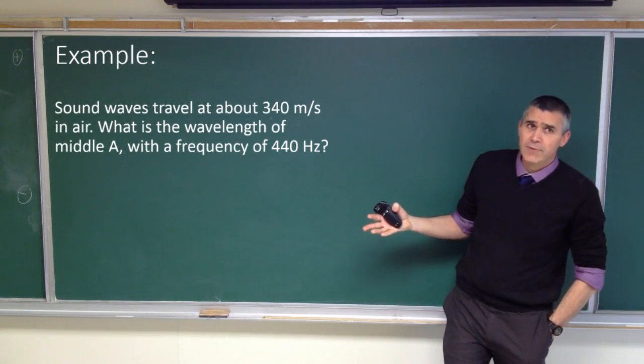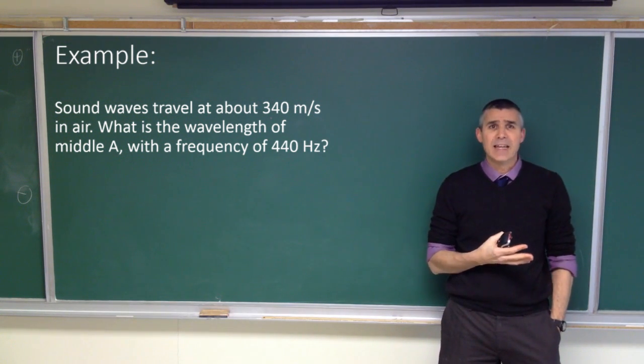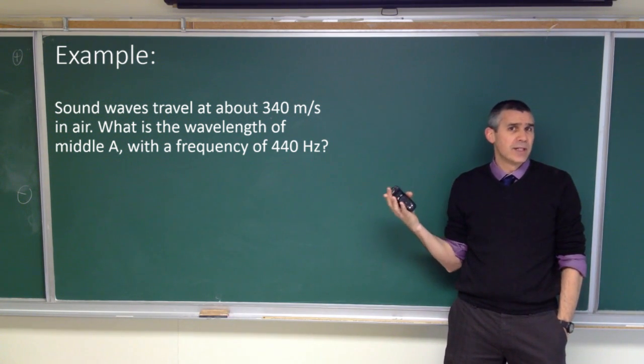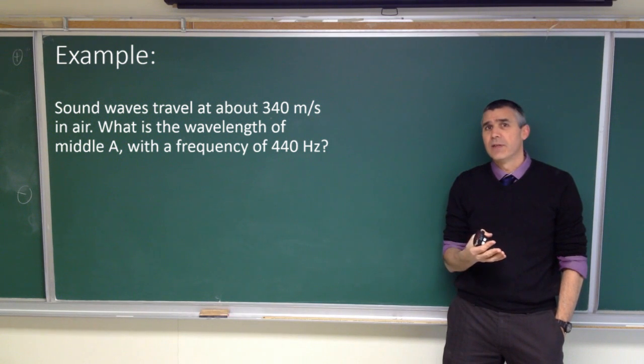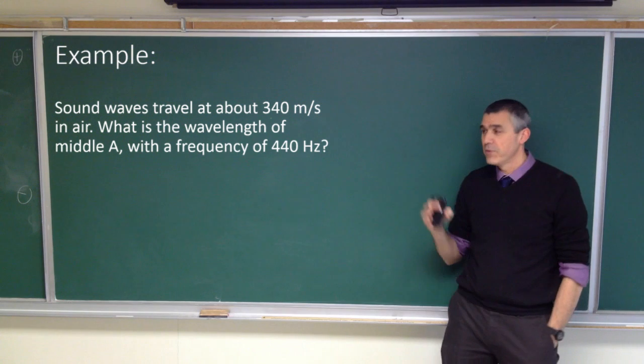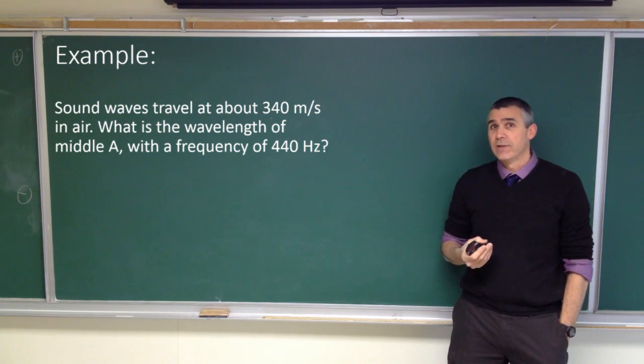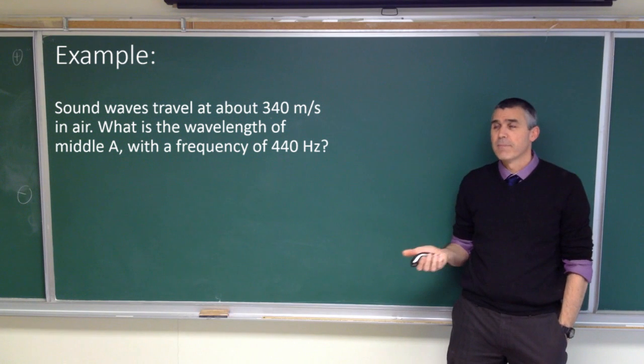Sound waves, if we have a sound wave traveling at about 340 meters per second in the air, we could say what's the wavelength of the note of middle A, which has a frequency of 440 hertz. So if you played A on the trumpet, it would have that frequency of 440 hertz. So what's the wavelength?